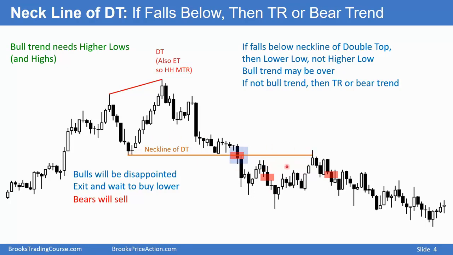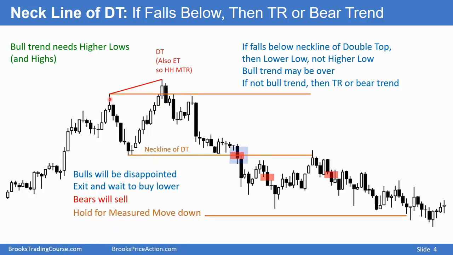Bears assume the reversal up will fail, and they'll look to sell either below this bear bar, we have a double top here, or below this micro double top. 3 consecutive bull bars. A lot of bears prefer to take a second entry short. So instead of selling below this bear bar, they'll sell below this bear bar. It's a second entry short, double top, test of the neckline.